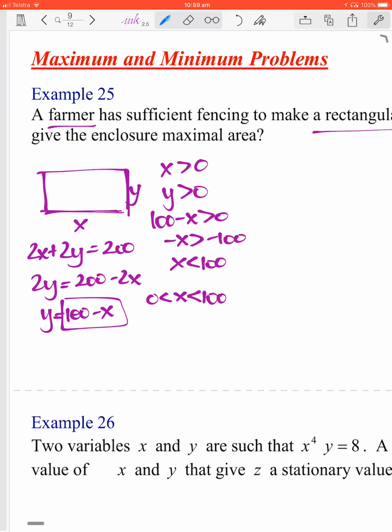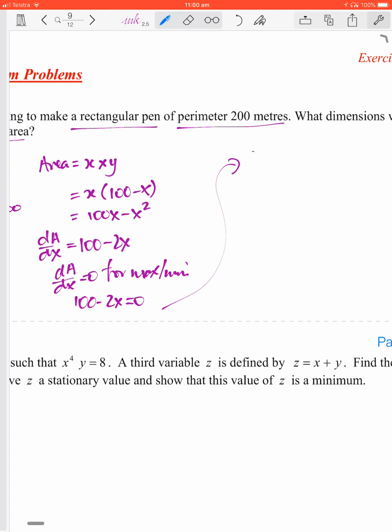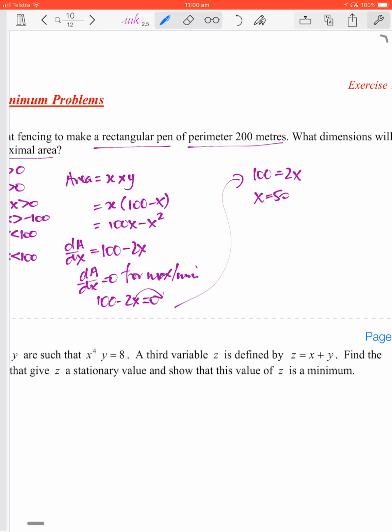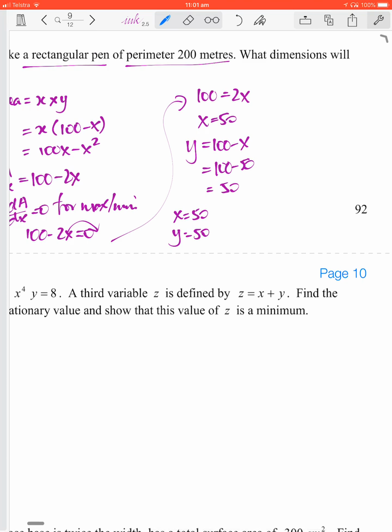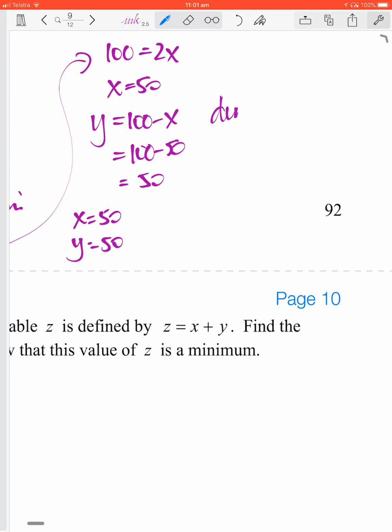Okay, so we're going to get 100 minus 2x equals 0. We get 100 equals 2x. When I bring that 2x to the other side and make it positive, x equals 50. Now, if x equals 50, we get y is 100 minus x, which is 100 minus 50. So we get x is 50 and y is 50. So what dimensions give the maximal area? Dimensions, make sure you answer the question, are 50 by 50.